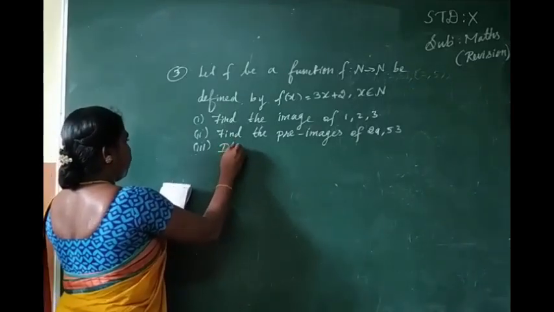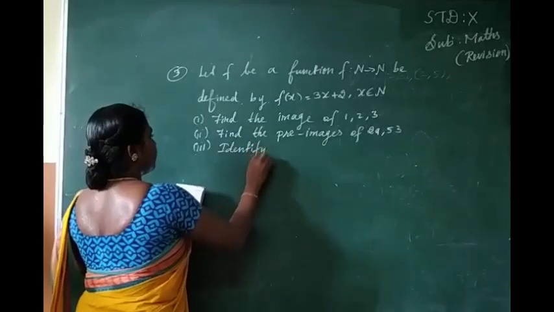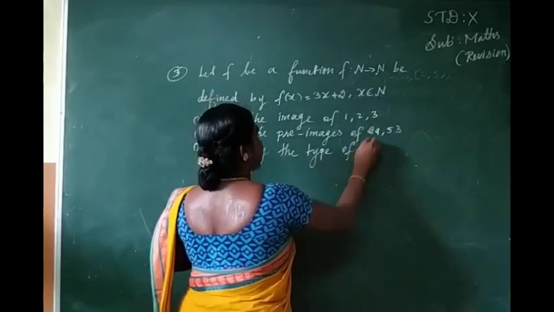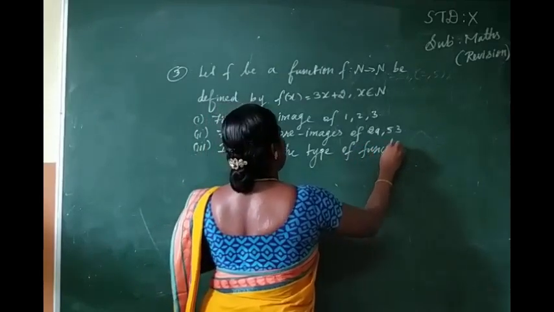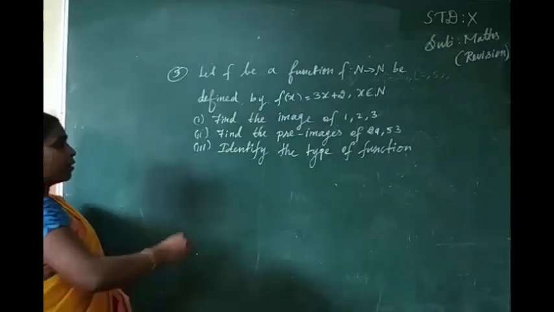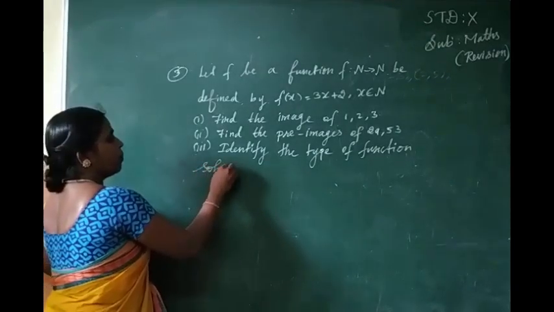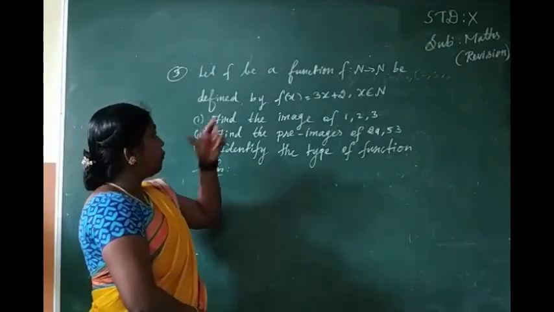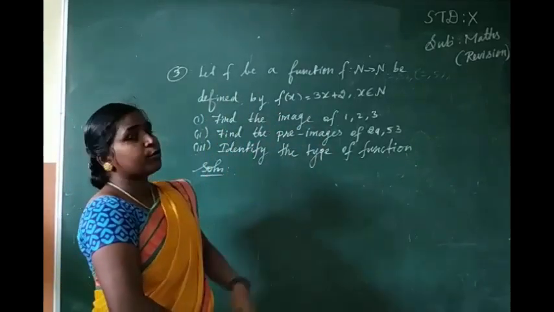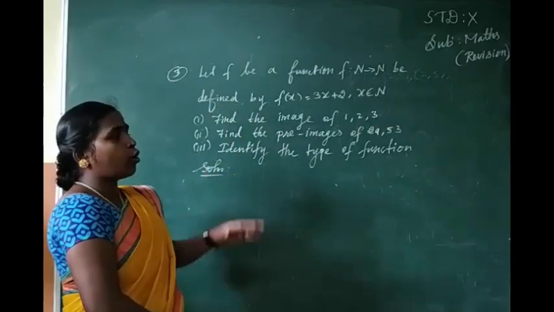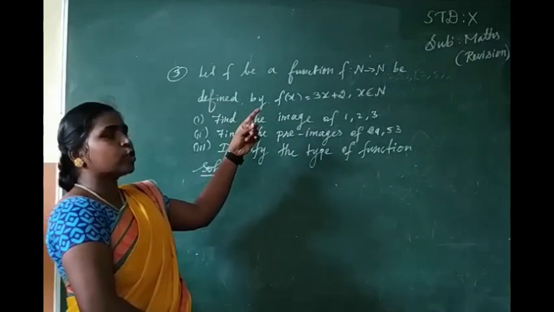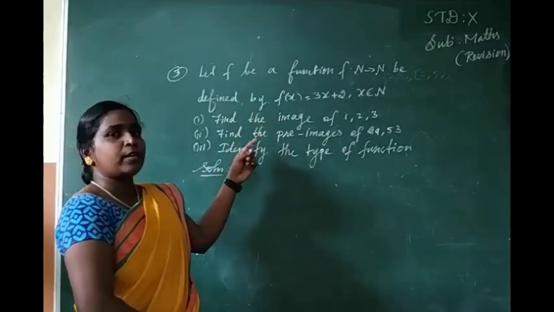Next, the third one: identify the type of function. Okay, so we can do this simple problem, an important 5 mark question. See here, let f be a function f from N to N. N is natural numbers. So the domain is natural numbers, and the codomain is also natural numbers. Natural numbers start from 1. So N means 1, 2, 3, etc.